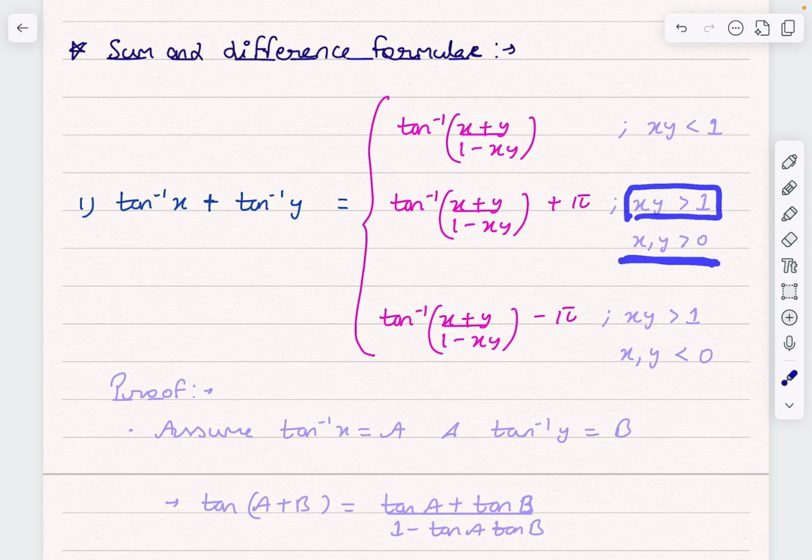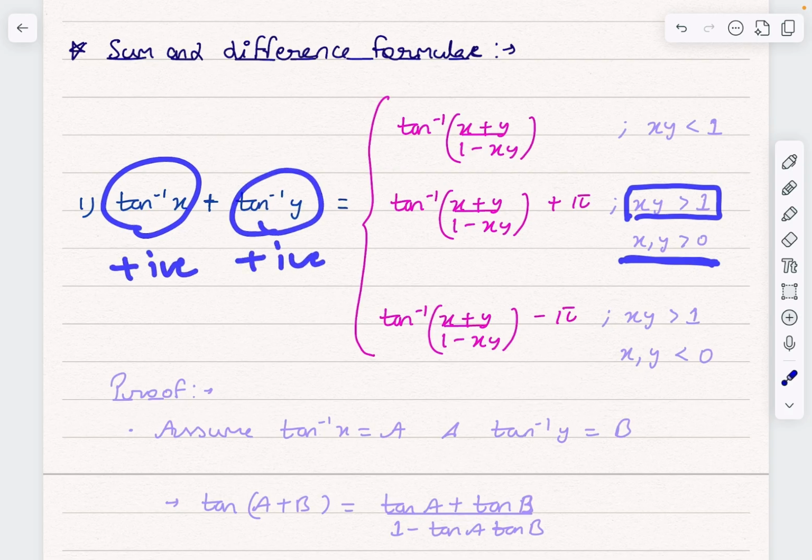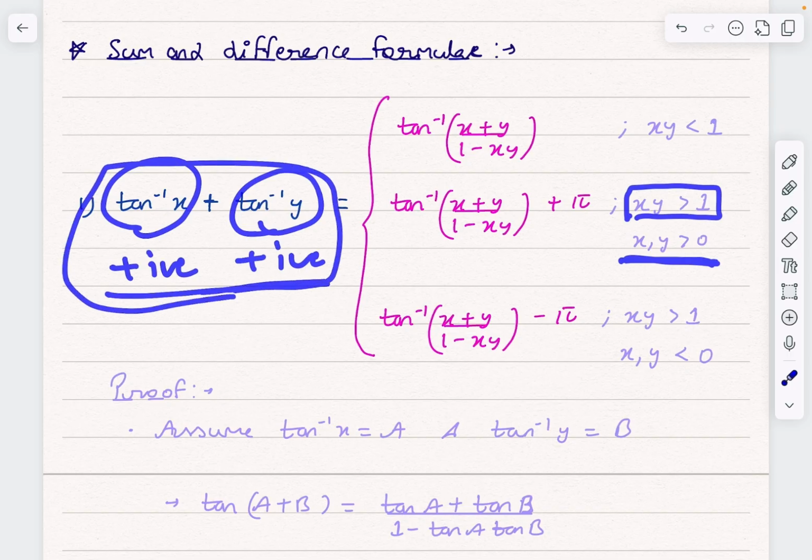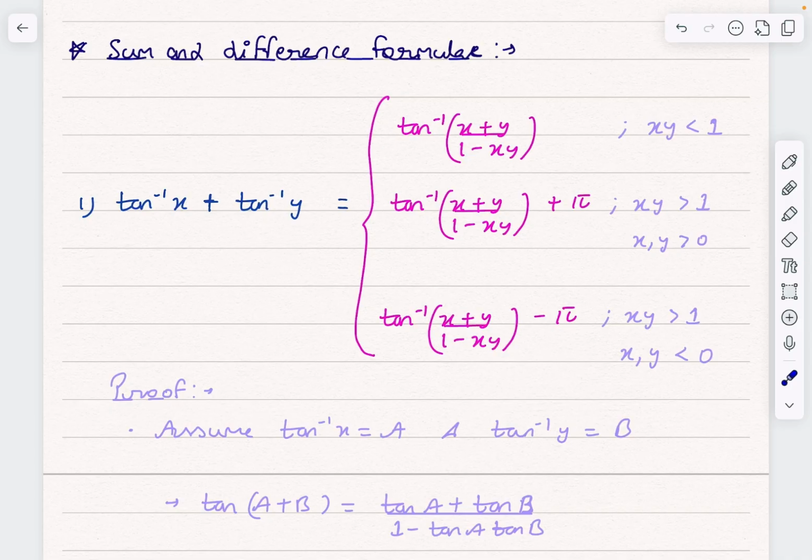So if x and y are positive, we can say this value will come out to be positive, this value will come out to be positive, so the sum will be positive. So left side is positive. But on the right side, you see x plus y will be positive, but the denominator will become negative. So finally, this value will come out to be negative. So left side is positive, right side is negative.